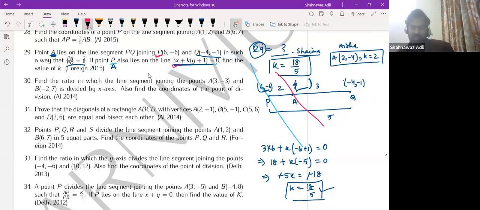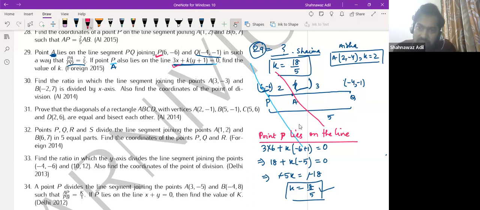Is it clear, guys? Yes, everyone. Sir, you have put the coordinates of P, 6 and minus 6, in the equation. Yes, because they are saying that point B lies on that line. So then we have to put the coordinates of point B in the equation.